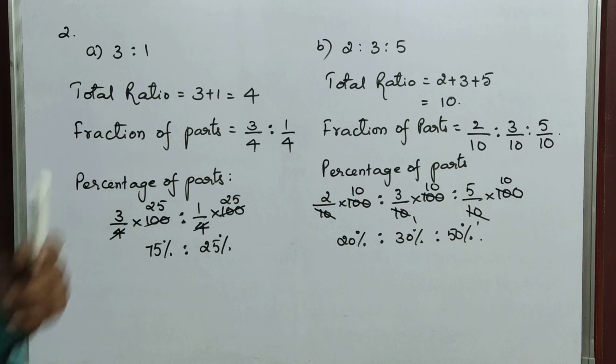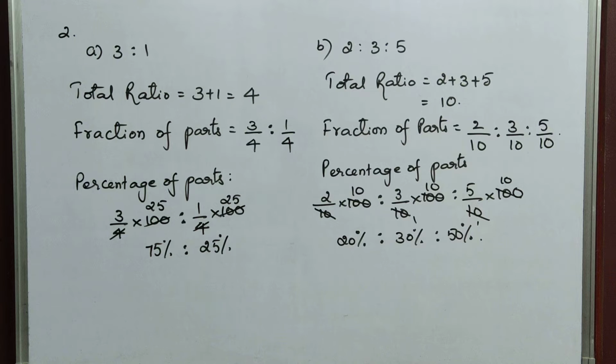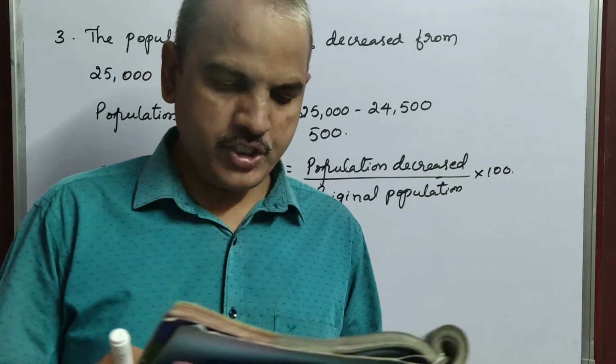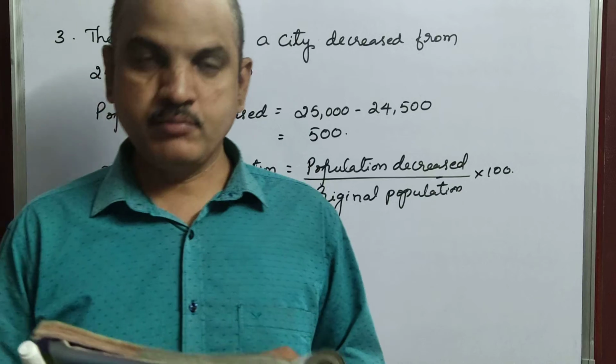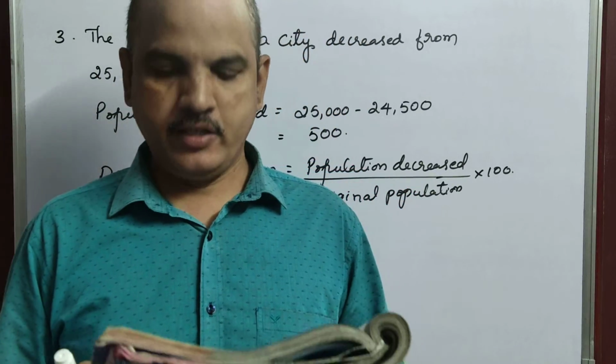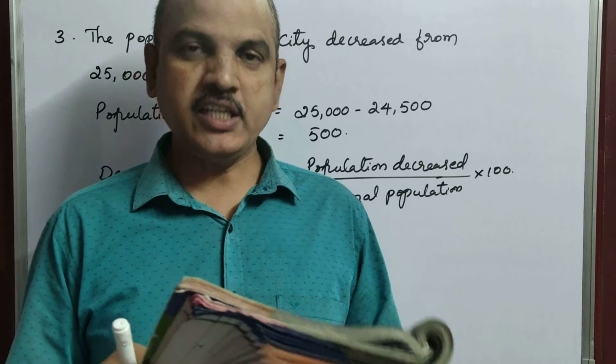So note down these two also in your CW, and the remaining sums you can take as homework in first Roman and second Roman. See the third question children. Okay. See here, the population of a city decreased from 25,000 to 24,500. Find the percentage decrease.